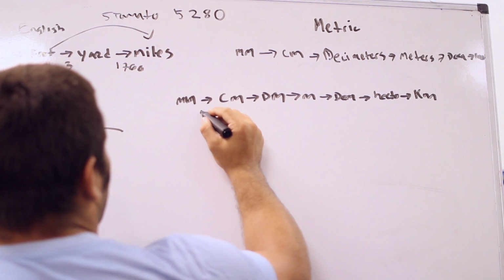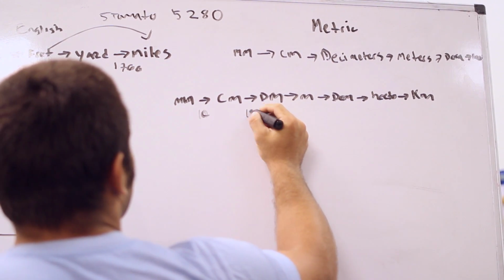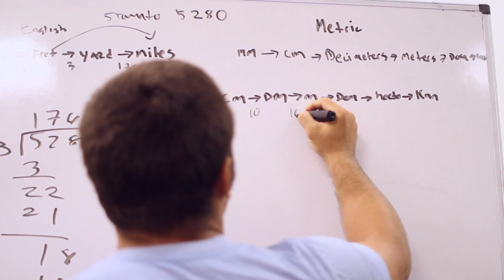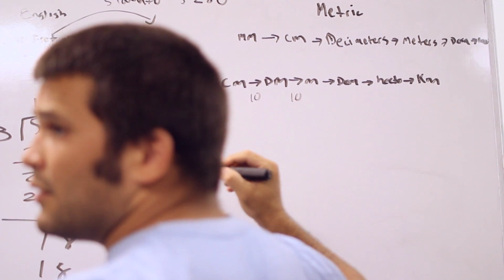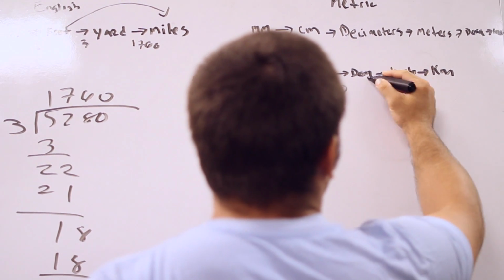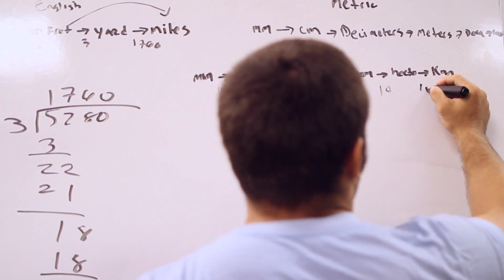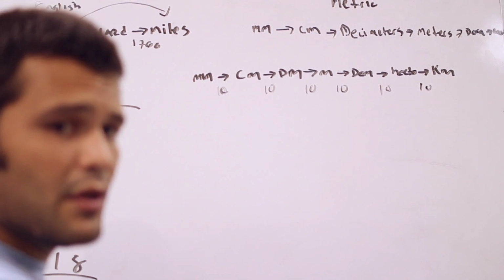From millimeters to centimeters. 10. From centimeters to decimeters. 10. From decimeters to meters. 10. Hey, be quiet. From meters to decimeters. 10. From decimeters to hecto. 10. From hecto to kilometer. 10. Next question. Pay attention.